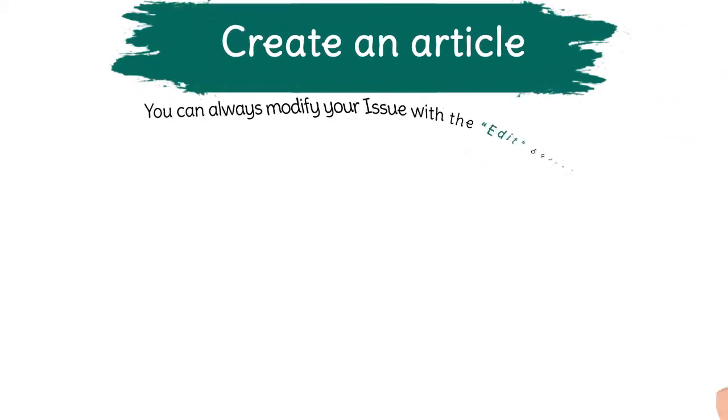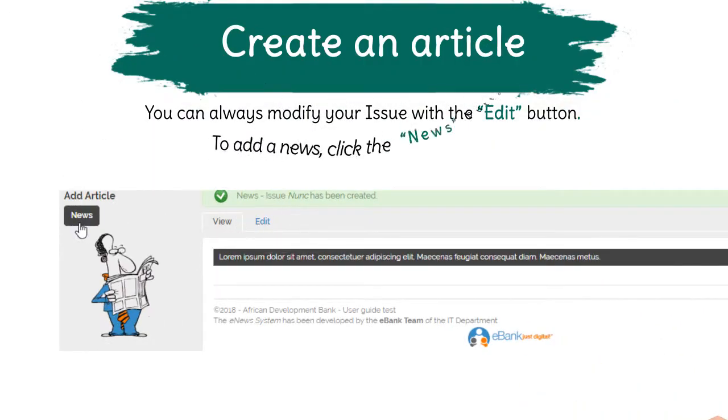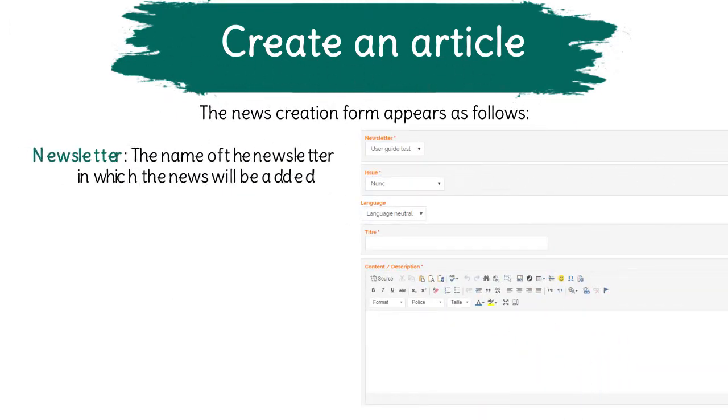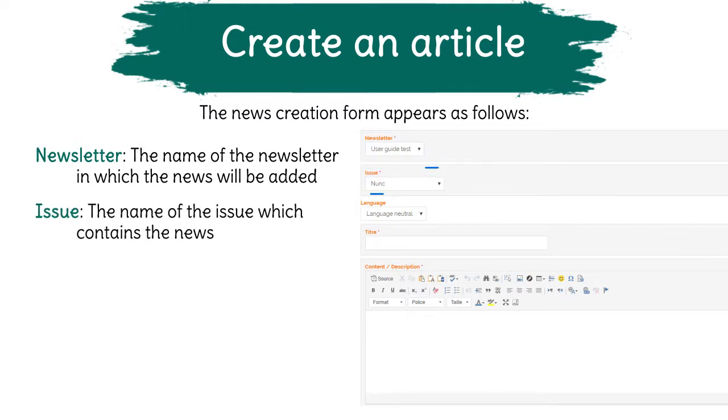Create an article. You can always modify your issue with the edit button. To add a news, click the news button. The news creation form appears as follows. Newsletter, the name of the newsletter in which the news will be added. Issue, the name of the issue which contains the news.